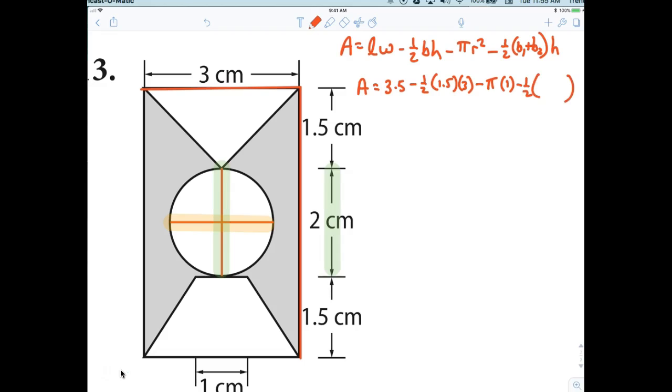Now I need the two bases of the trapezoid. Right, this is 1 here. This length on the bottom is 3, because that's the width. Wait a minute. Oh, that's right. Hold up. So just 1 second, guys. So then I want you to do 3 plus 1 times 1.5.